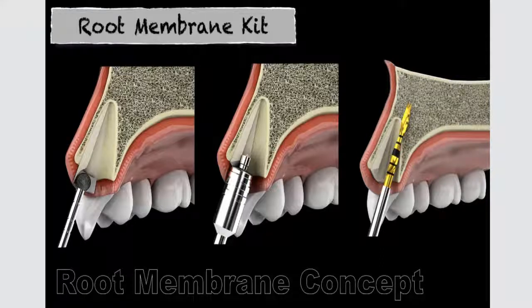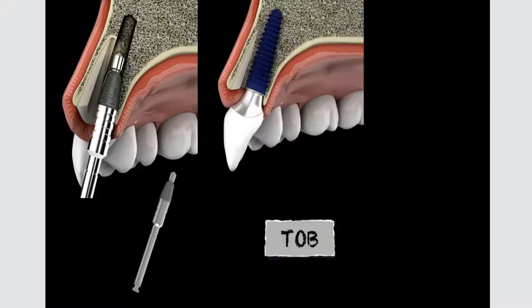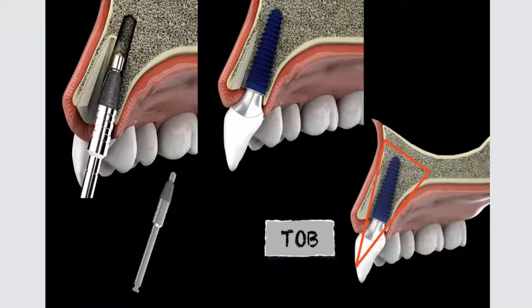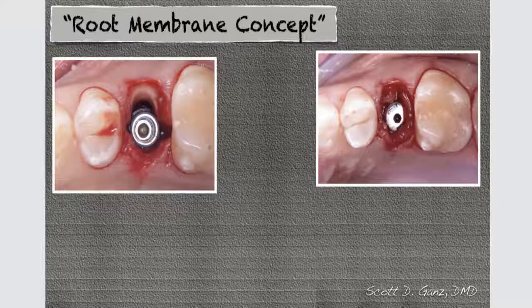And then, of course, we have to drill to avoid hitting that root fragment. So the root membrane kit allows us to be able to do this. And of course, if we want to avoid the root fragment, we are going to place the implant within the triangular bone concept. So here you see that C-shaped or moon-shaped type of root fragment. The implant is not touching that.